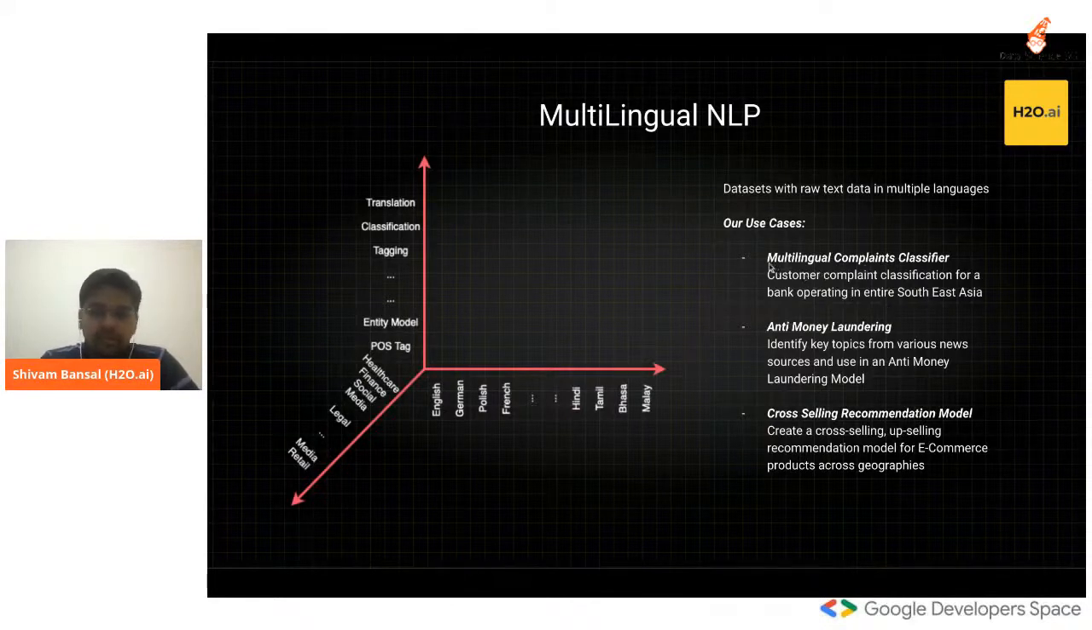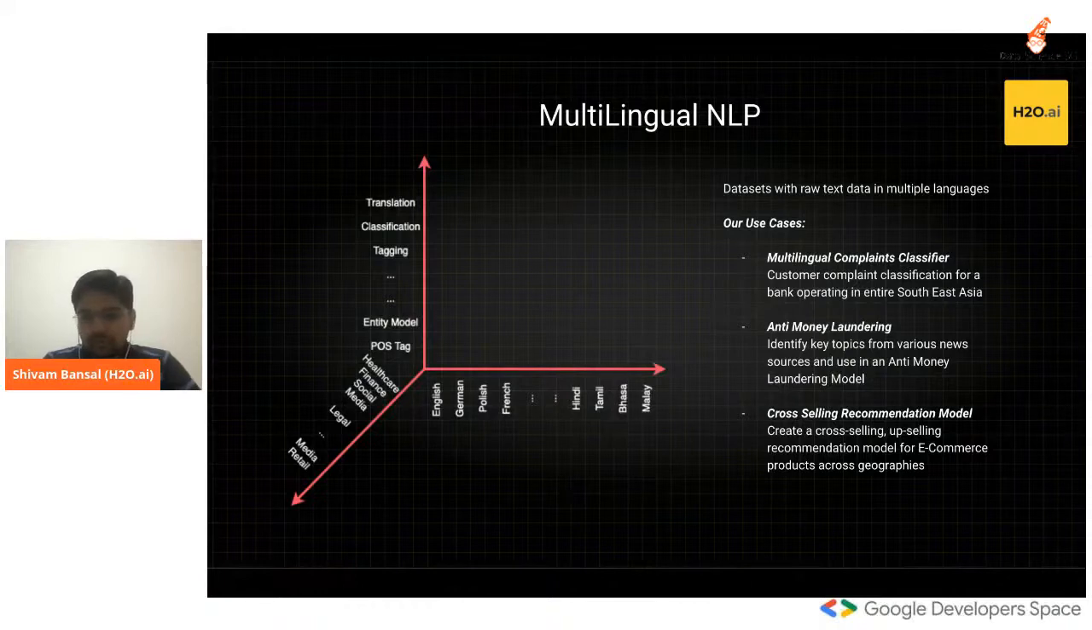So one was a multilingual complaints classifier. This was done for a bank which was operating in the whole Southeast Asian region, and they wanted to analyze different customer issues that were coming from their reviews, their complaints that they post on their forums and so on. So we used our H2O.ai platform approach, where we analyzed all that data in almost 7 languages, and we were able to derive different issues, and categorize them into the particular category that they belong to.